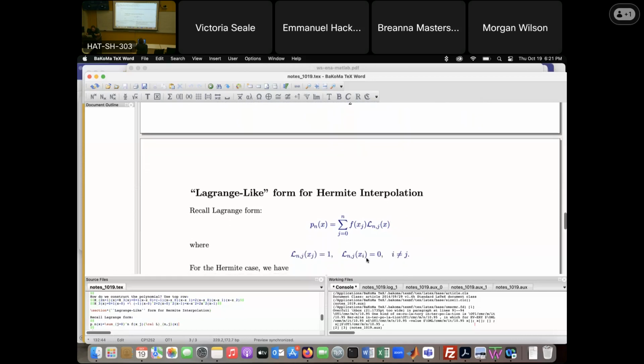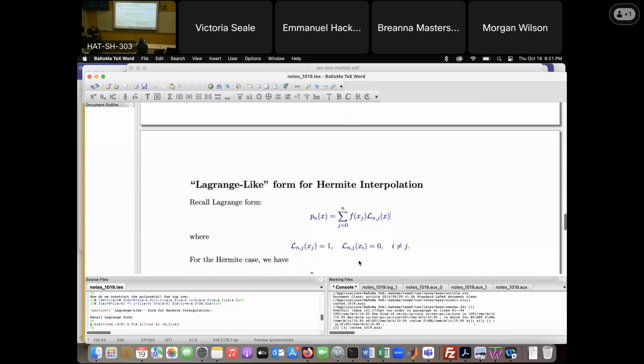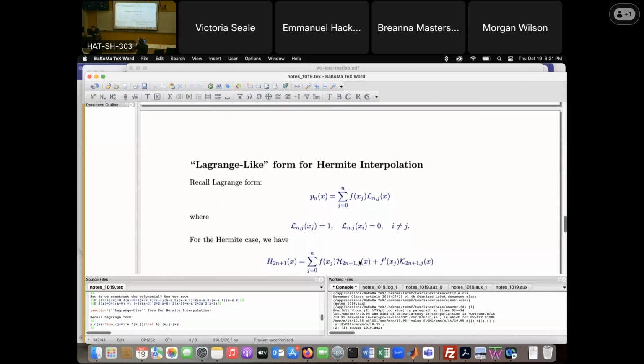So here's what we have for a Hermite case. Your Hermite interpolating polynomial is equal to a summation of f values times these polynomials, which are called a fancy H, that are degree 2n plus 1, plus the f prime values times these polynomials that are also degree 2n plus 1, the fancy K. So I need to show you how we get these.